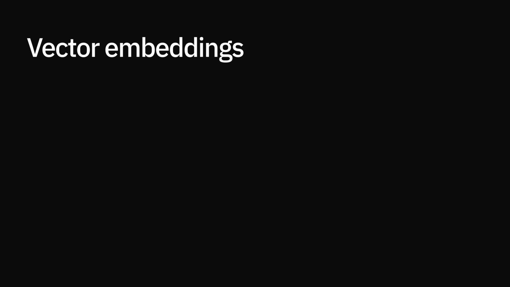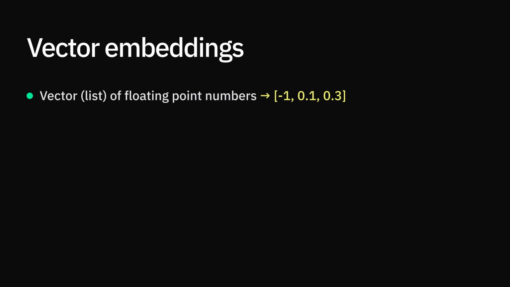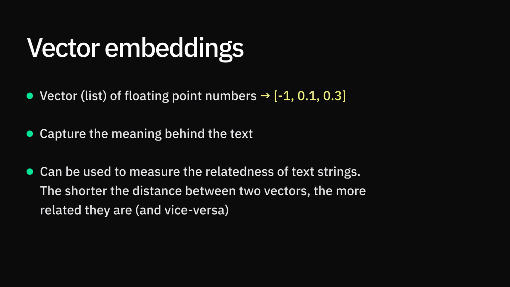A vector embedding is a vector list of floating point numbers. We can use it to represent unstructured data, like text, images, audio, or other types of information. And what's powerful about embeddings is they can capture the meaning behind the text, and we can use them to measure the relatedness of text strings. So the smaller the distance between two vectors, the more they're related to each other, and vice versa. So if the distance between two vectors is big, this means they're not related to each other.